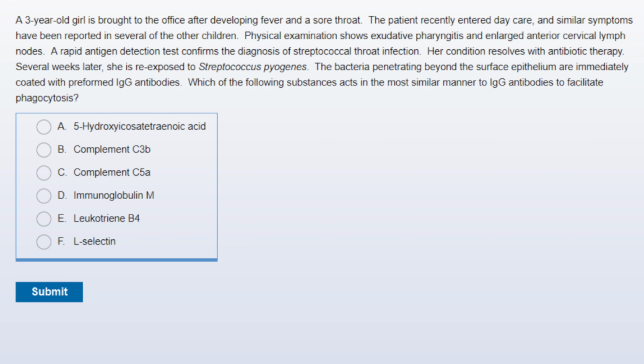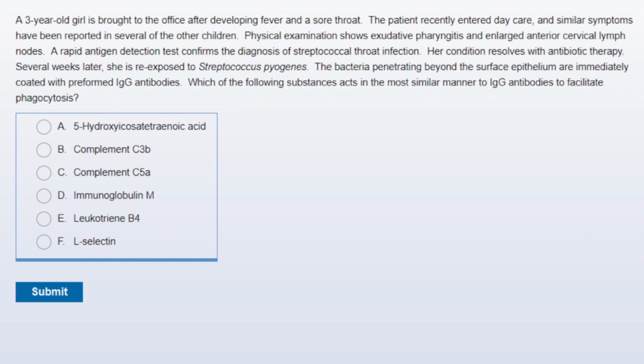So we have this question here, very similar to what we just learned. Let's read. This is a 3-year-old girl brought to the office after developing a fever and sore throat. The patient recently entered a daycare, and similar symptoms have been reported in several older kids. Physical examination shows exudative pharyngitis and enlarged anterior cervical lymph nodes. A rapid antigen detection test confirmed the diagnosis of strep infection. Her condition resolved with antibiotic therapy.